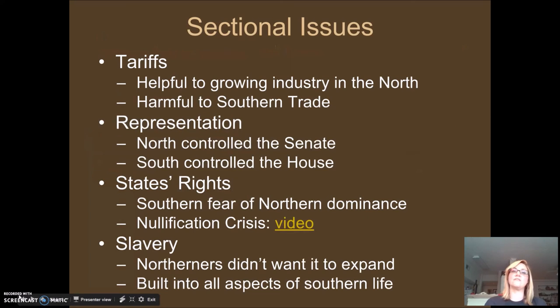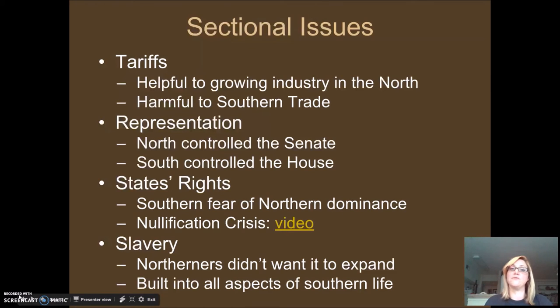All right, so let's look at the big four issues. We have tariffs, okay? Tariffs are a big issue. It's helpful to growing industry in the North. It's harmful to Southern trade, however. Because tariffs, I've talked about this a few times, but just to be clear, without tariffs, industry is not protected in the North. And so people buy foreign goods because they're cheaper and usually better made.